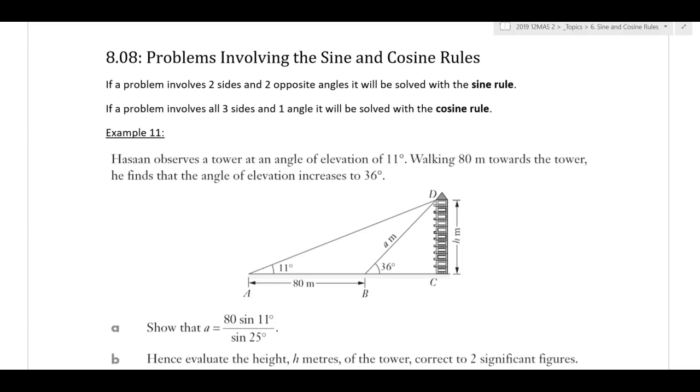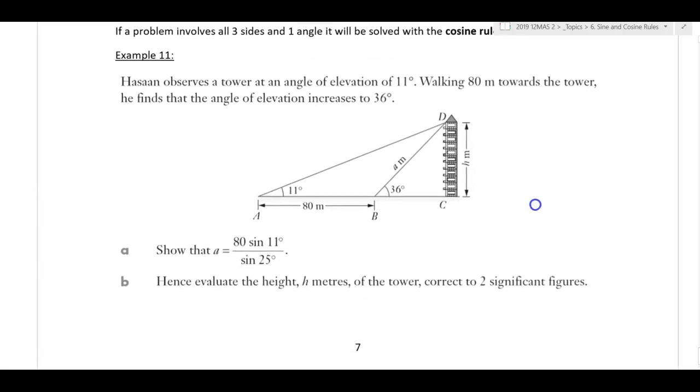Now, these questions that you'll see in example 11 are really very common, where you have two triangles. One of them is a right angle triangle. There's usually more than one way to get to the bottom of them, but I will show you one. First of all, it says, show that A equals this.